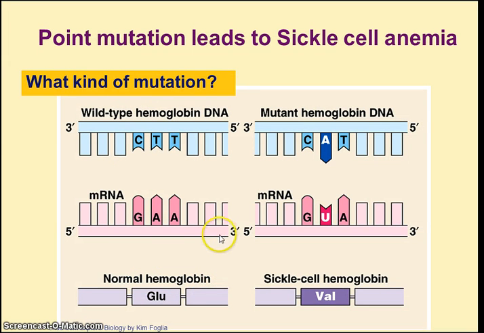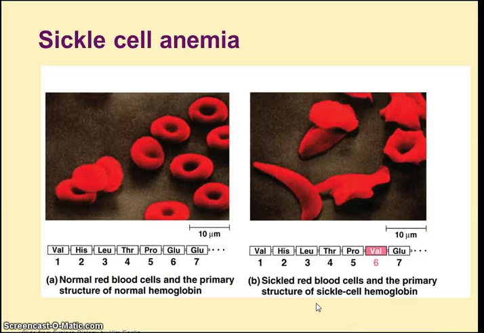So there's a point mutation that leads to sickle cell. Oh, sorry. So if you look, the amino acid is changed, and so we have a missense mutation. And that changes our cells from being nice little round ones to sickle-shaped.